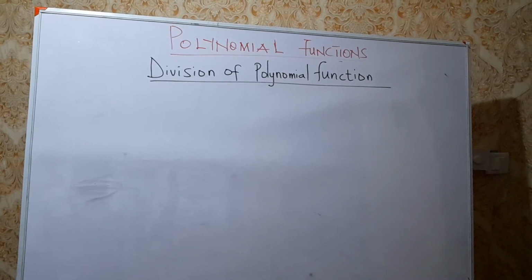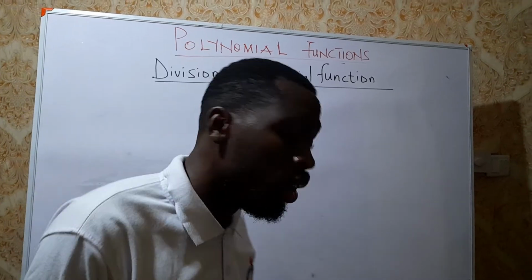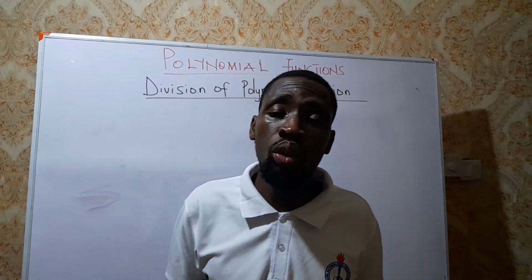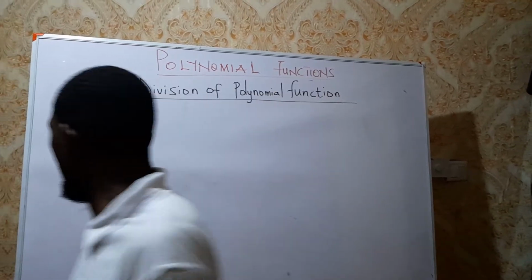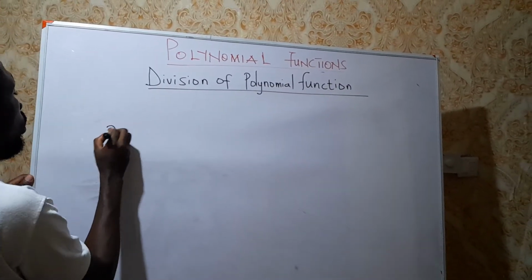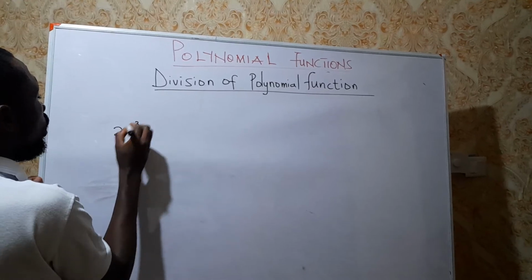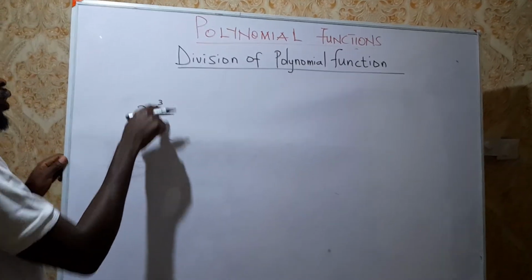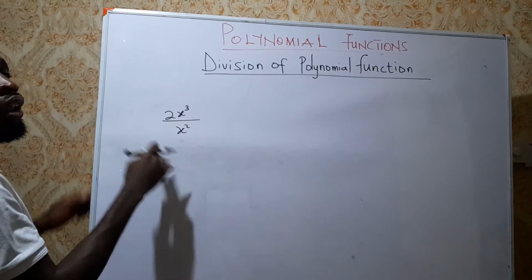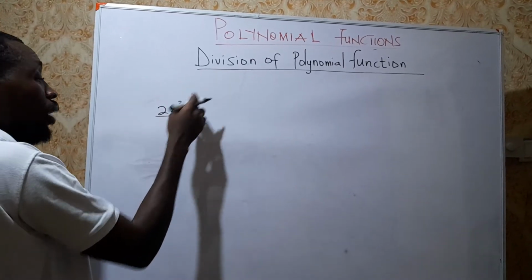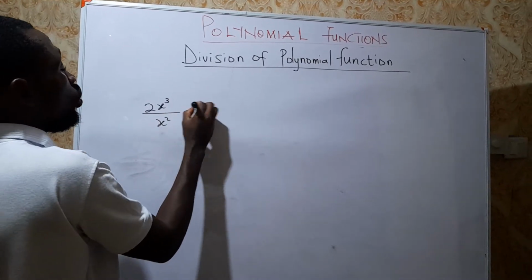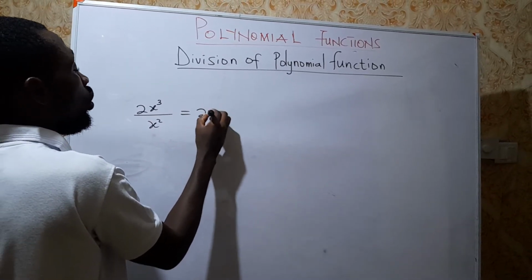So when we are dividing polynomial functions, we are going to employ the idea of long division in general mathematics that we used to do. So for instance, if I have 2x cubed divided by x squared, the divisor will reduce the power of the dividend by 2. So once I subtract 2 from 3, that will be 1. So we'll get 2x squared.